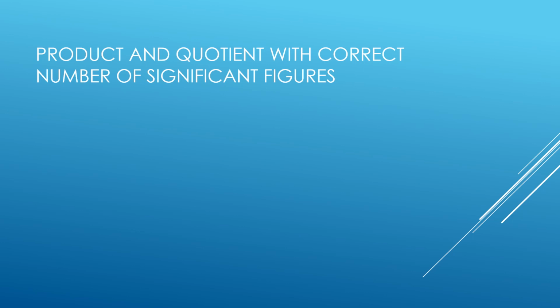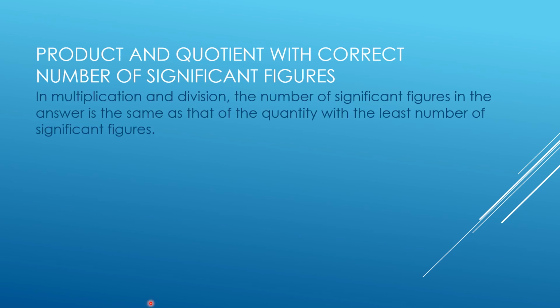Next, we determine the product and quotient of measurements with the correct number of significant figures. In multiplication and division, the number of significant figures in the answer is the same as that of the quantity with the least number of significant figures. So for example, we are asked to evaluate 0.134 divided by 5.2 multiplied by 173.0.